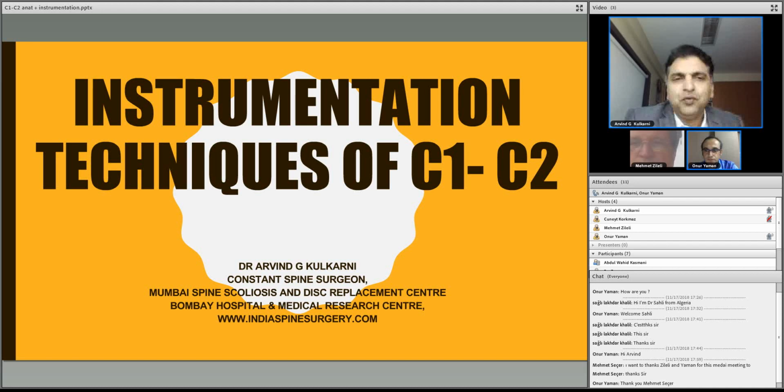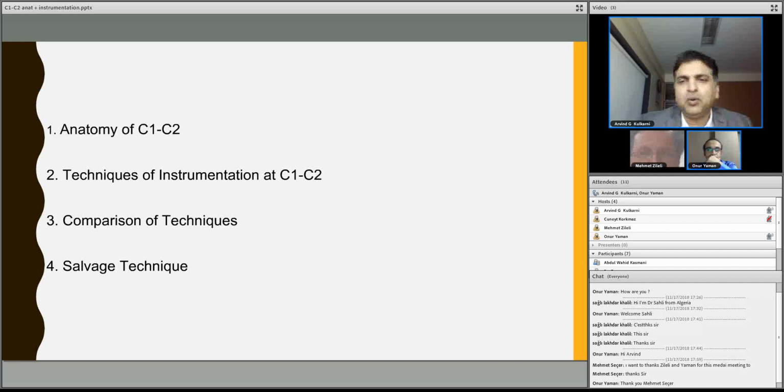Anytime we think of fixation in the craniovertebral region, especially C1, C2, it's always exciting. There is an adrenaline rush, not only when you operate in this area, but also when you talk about it. This is a very big topic. You can keep talking about C1, C2 for hours together. So to limit it to just 30 minutes, I'm going to discuss the relevant applied anatomy of C1, C2, the techniques of instrumentation at C1, C2, compare these techniques, and also discuss salvage techniques if something fails.